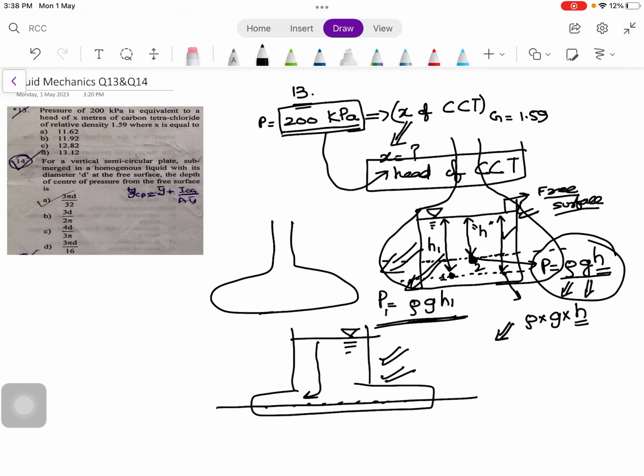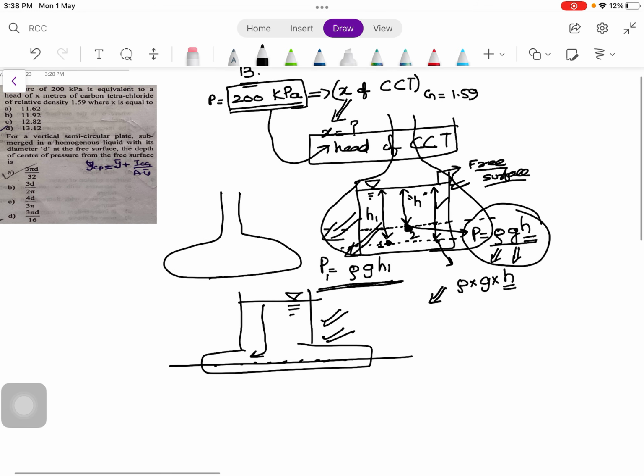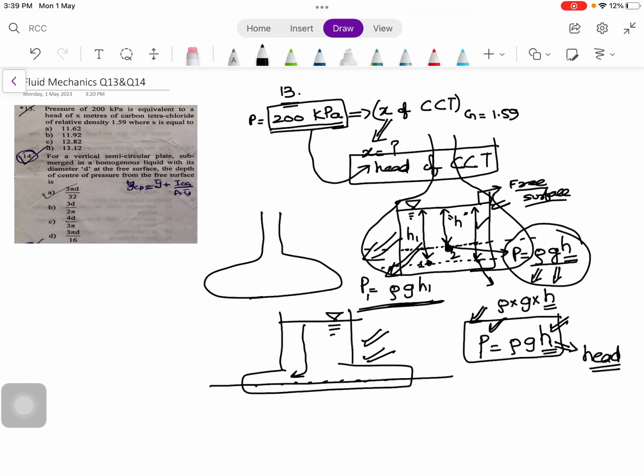All right, so now we have a formula rho g h which connects the pressure at a point with the depth of that point from the free surface. You can also call this depth as head. So we have a formula which relates pressure at the point with the head at a point.